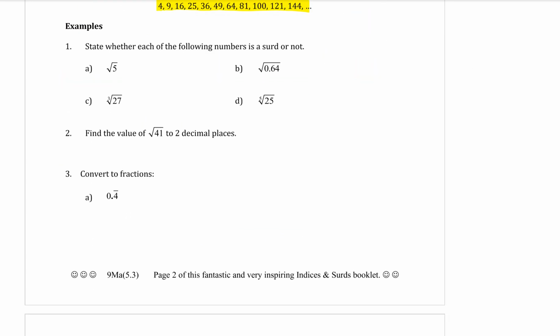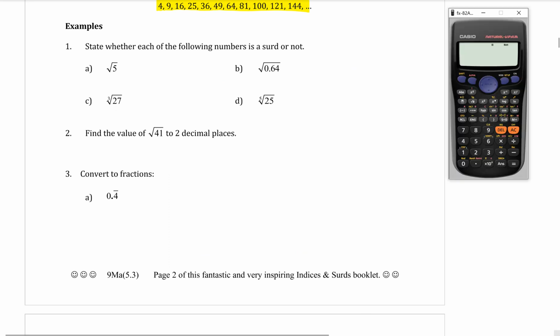First of all, state whether each of the following numbers is a surd or not. The best way to tell if there's a big square root sign is to use your calculator and just type it in to see what kind of decimal you get. So square root of 5, there's a decimal. There's no obvious pattern to it. So we would say that that one is a surd. Okay? Even though there's a square root sign, yes, it looks like a surd, but remember if it comes out as a whole number, it's not anymore. All right? So that one is a surd.